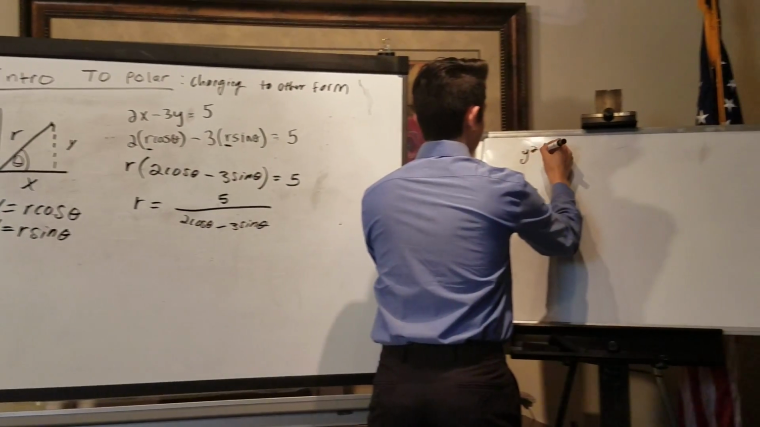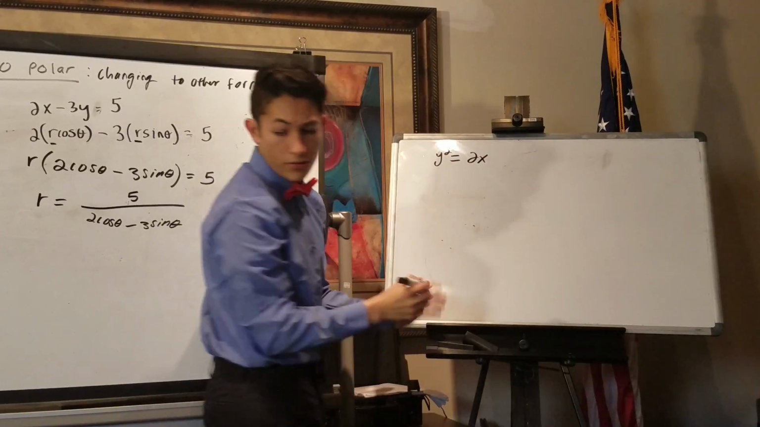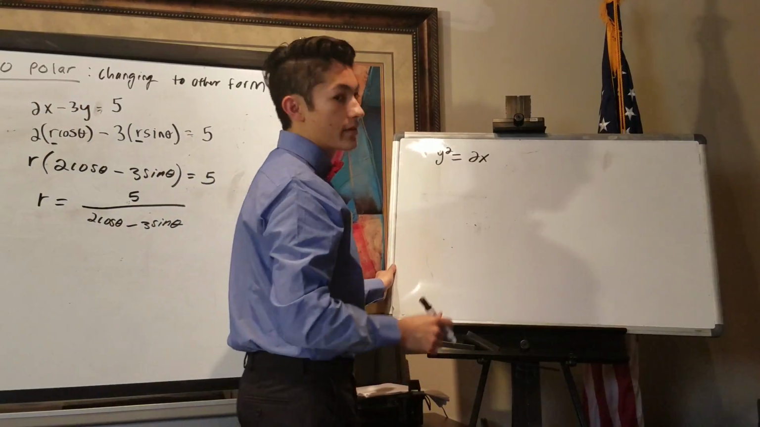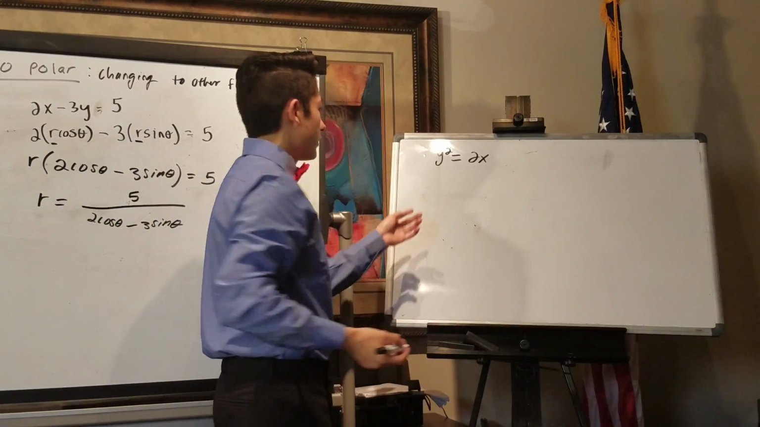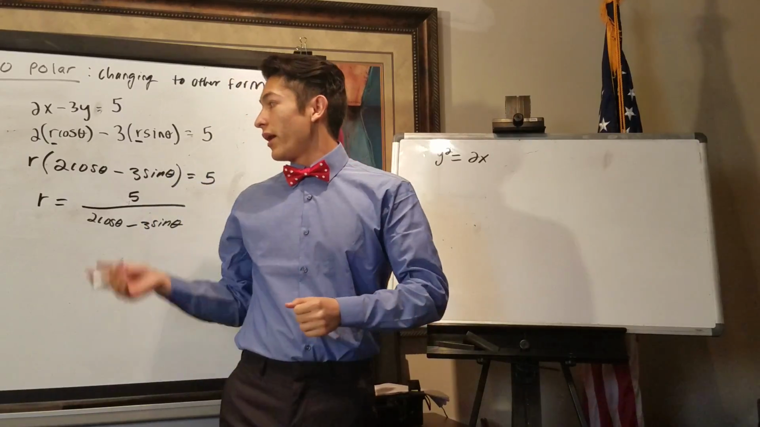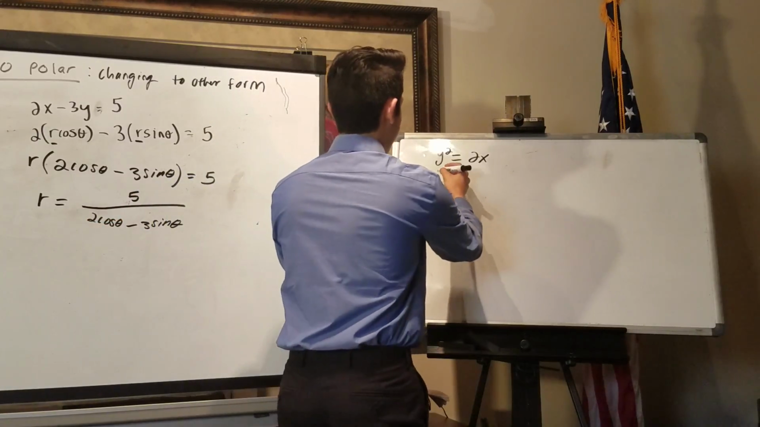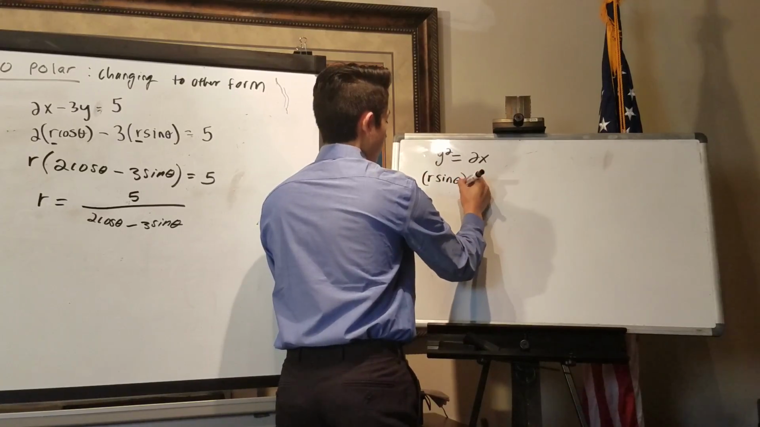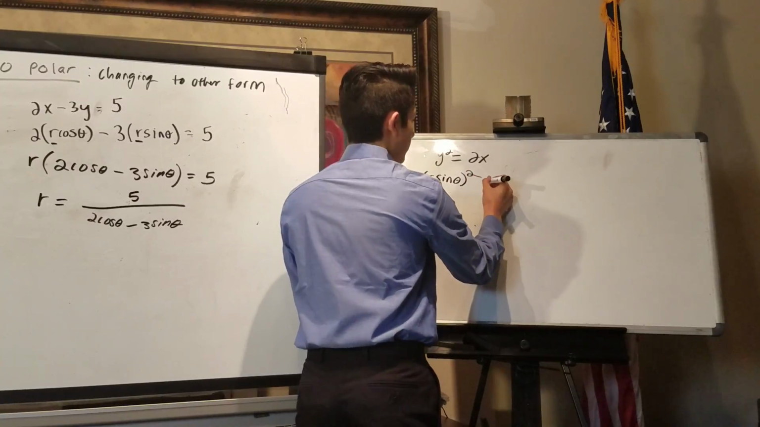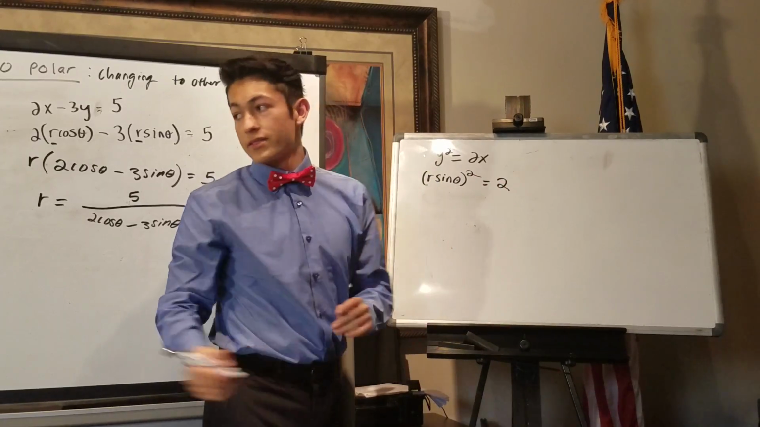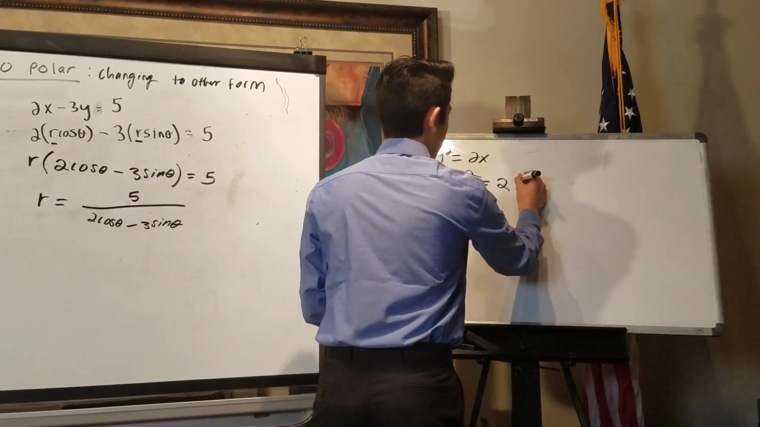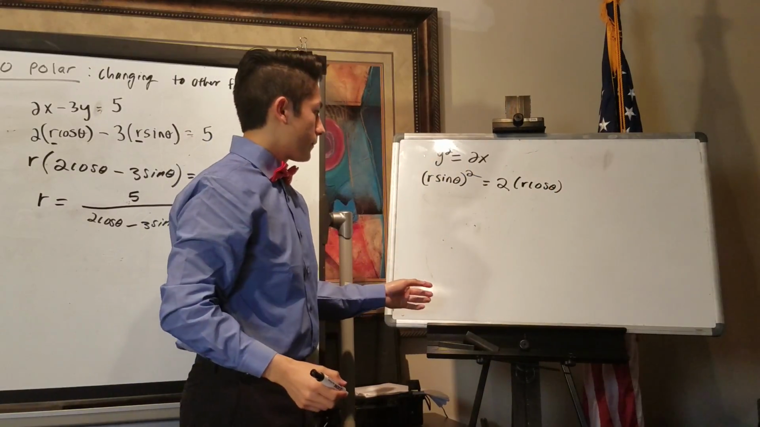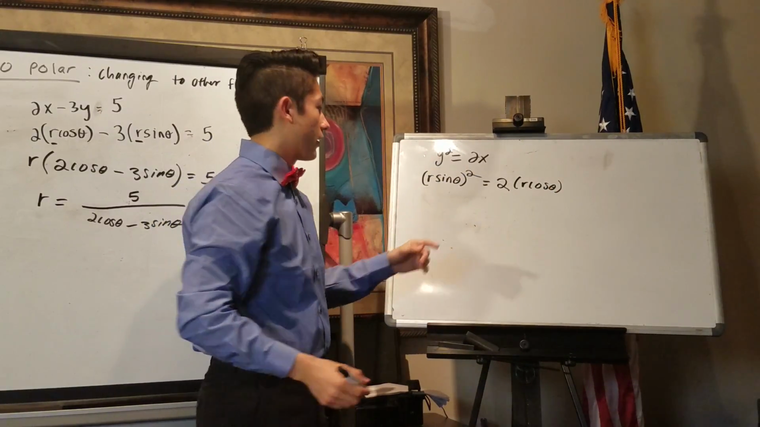Okay, so now we have y squared is equal to 2x. Now we'll be solving for r once again, using the relationships we know. Y is squared, but we still can substitute y with r sine theta. So we're going to take the quantity r sine theta, squared, is equal to 2, and once again we can substitute x with r cosine theta. Okay, so now we'll be solving for r.